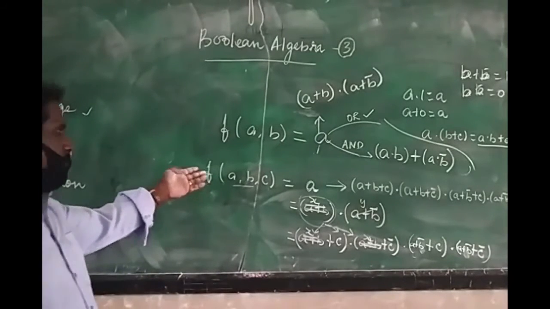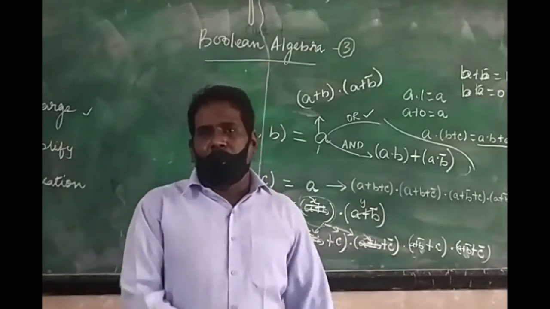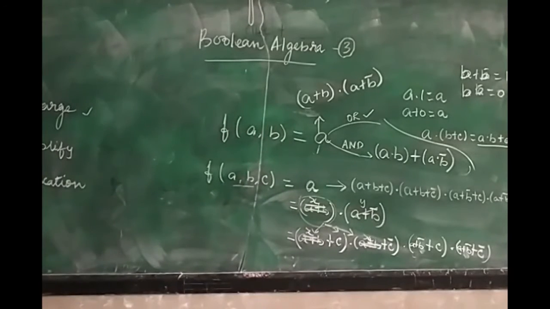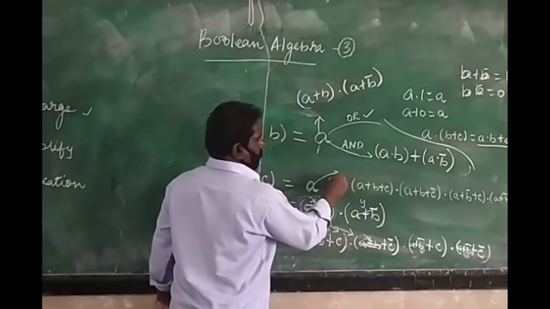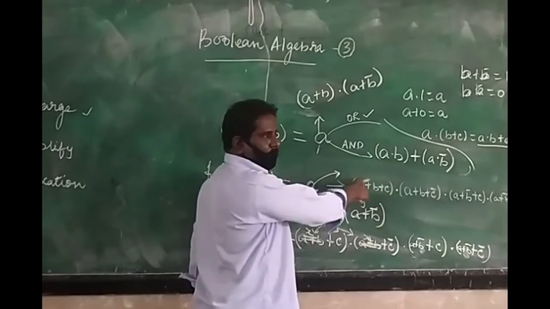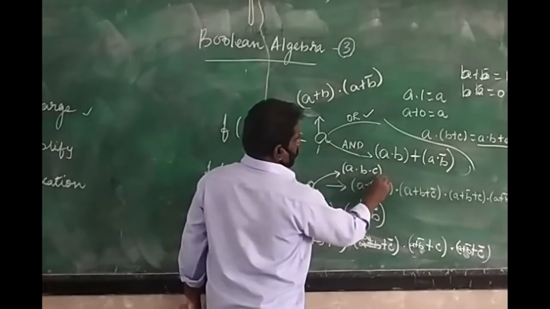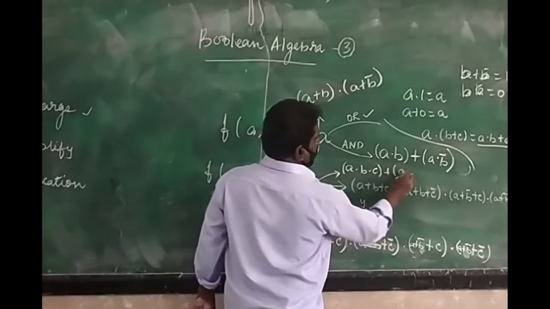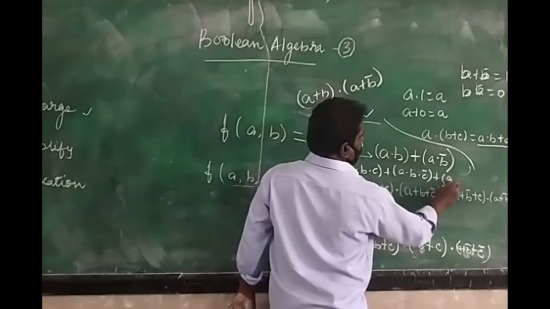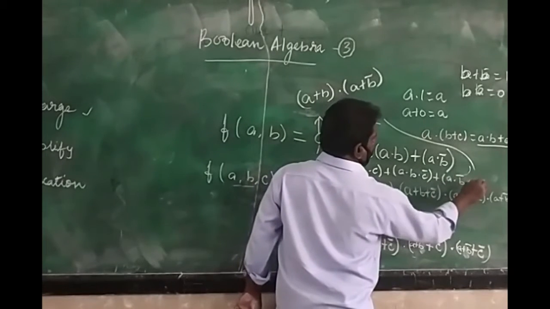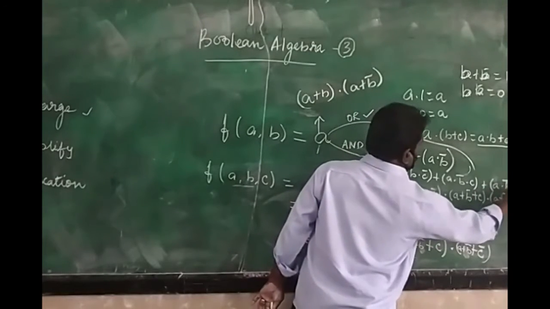If you are able to enlarge with the OR operator, you can enlarge it with the AND operator also. Enlarging it with the AND operator is very simple. How? The plus operator ought to be changed into dot operator, and dot will be changed into plus. So a dot b dot c plus a dot b dot c bar plus a dot b bar dot c plus a dot b bar dot c bar.